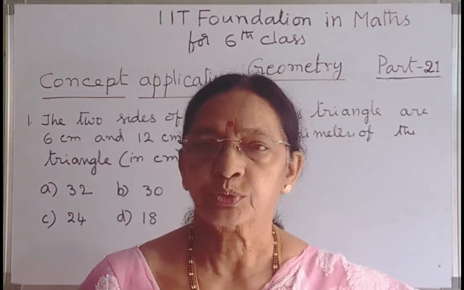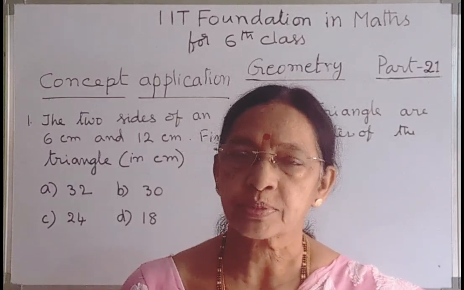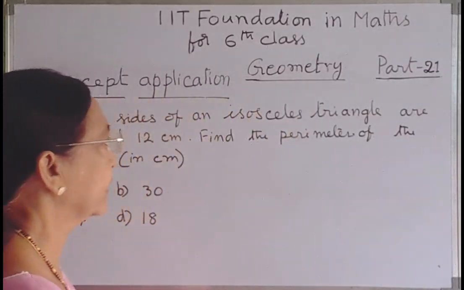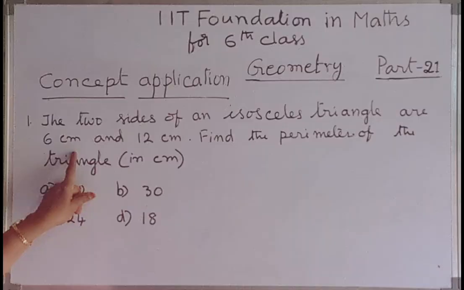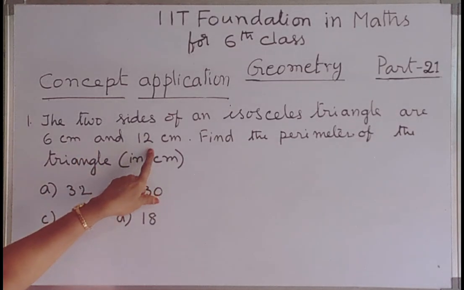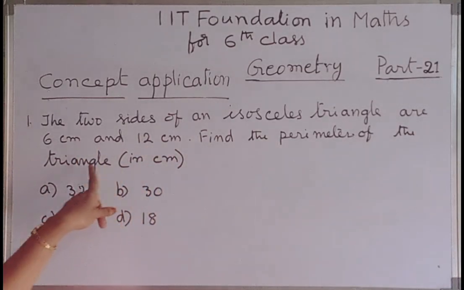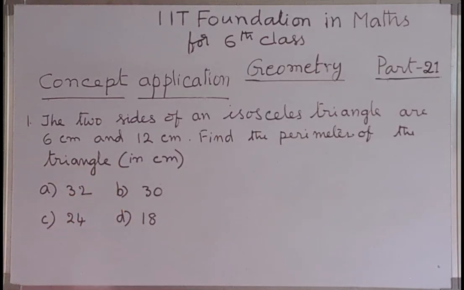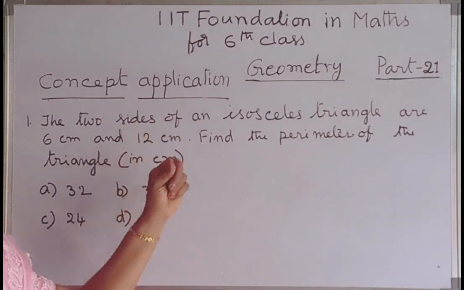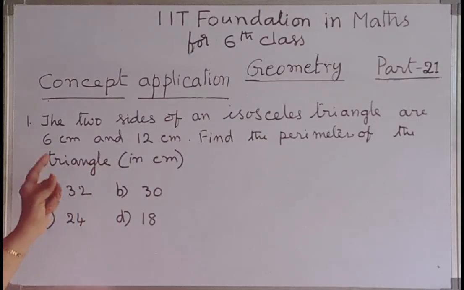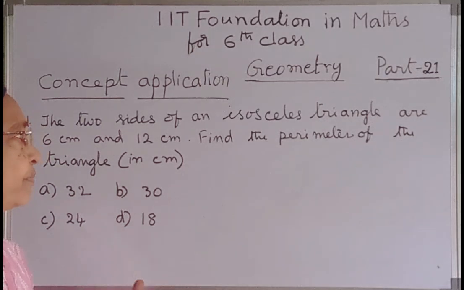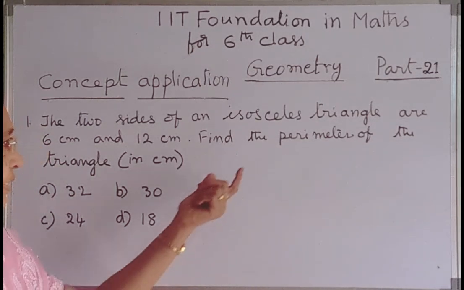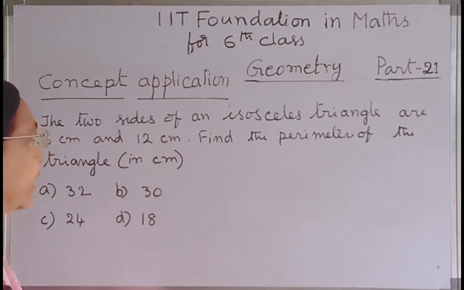Geometry. Today we will solve the problems on concept application. The first problem: the two sides of an isosceles triangle are 6 centimeters and 12 centimeters. Find the perimeter of the triangle in centimeters. The two sides of an isosceles triangle are given as 6 and 12. First we have to find out the measure of the third side. Then the sum of the three sides of the triangle gives the perimeter of the triangle.